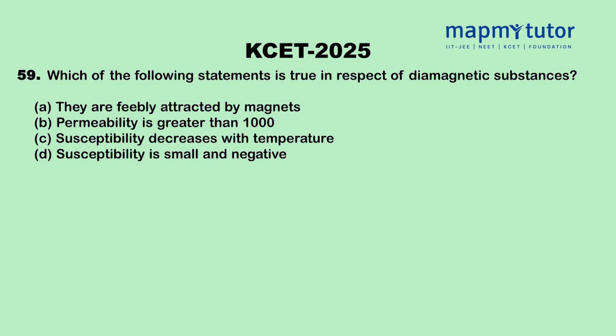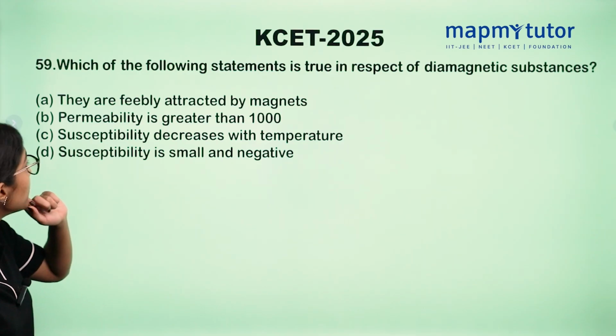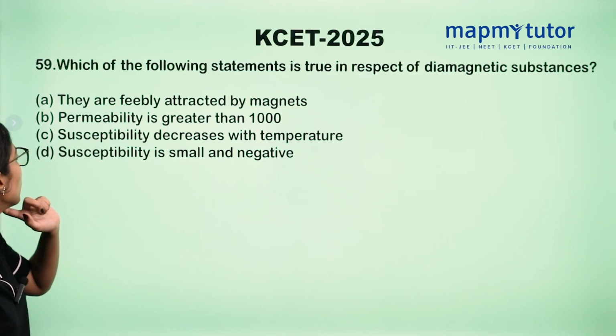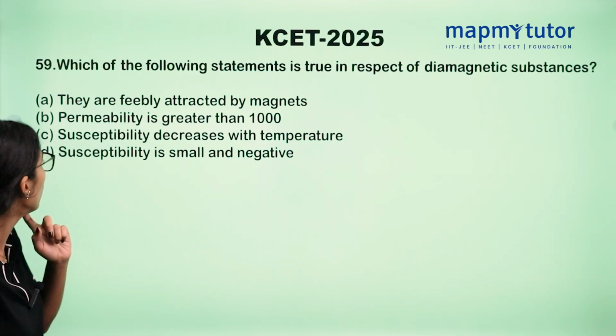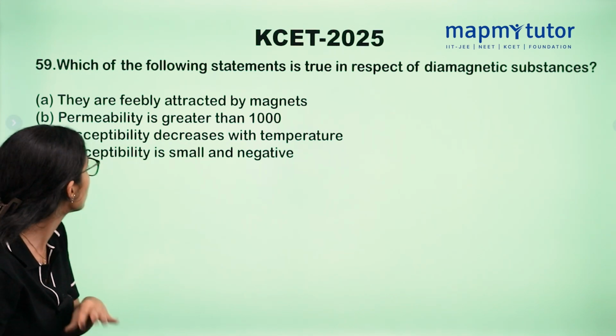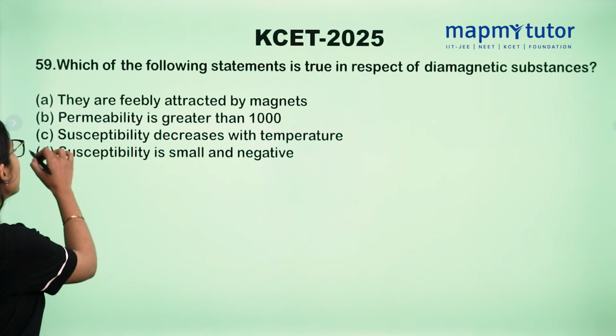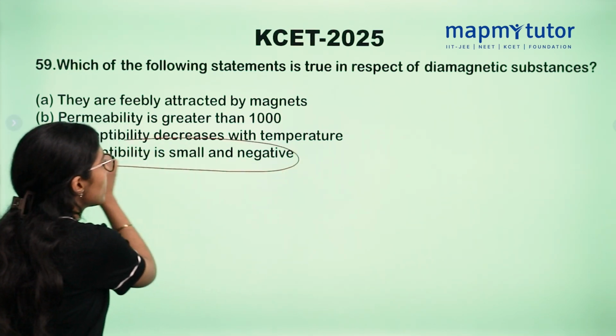Which of the following statements is true with respect to diamagnetic substances? It's from the magnetism and matter chapter. They are feebly attracted by magnets? No. Permeability is greater than 1000? No. Susceptibility decreases with temperature? No. Susceptibility is small and negative? Yes. Option D is correct.